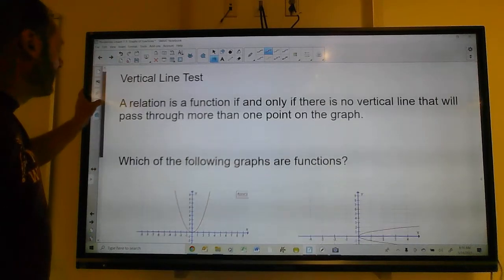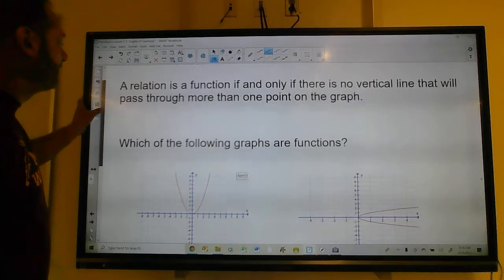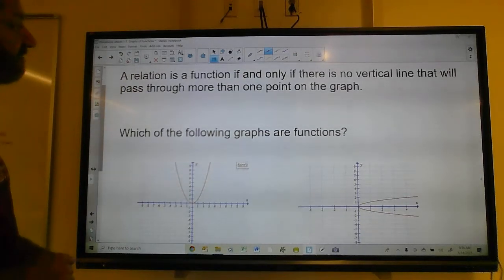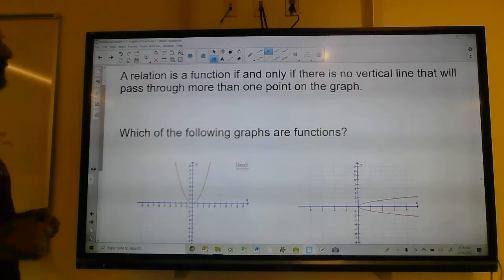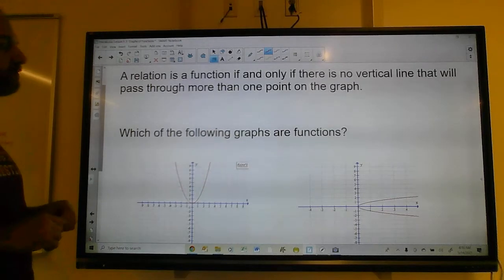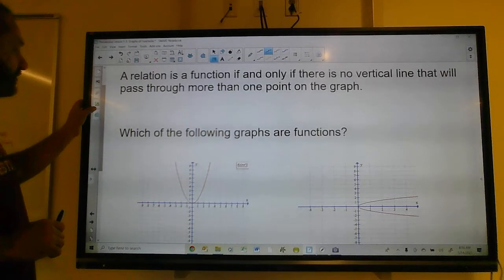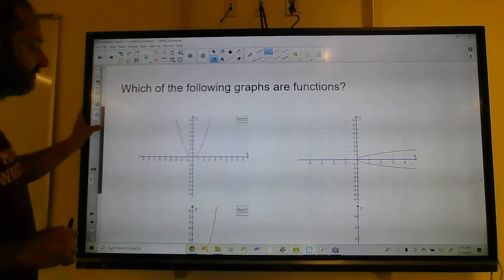Okay, the vertical line test. This is really important and very easy. A relation is a function if and only if there is no vertical line that will pass through more than one point on the graph. So which of the following graphs are functions?